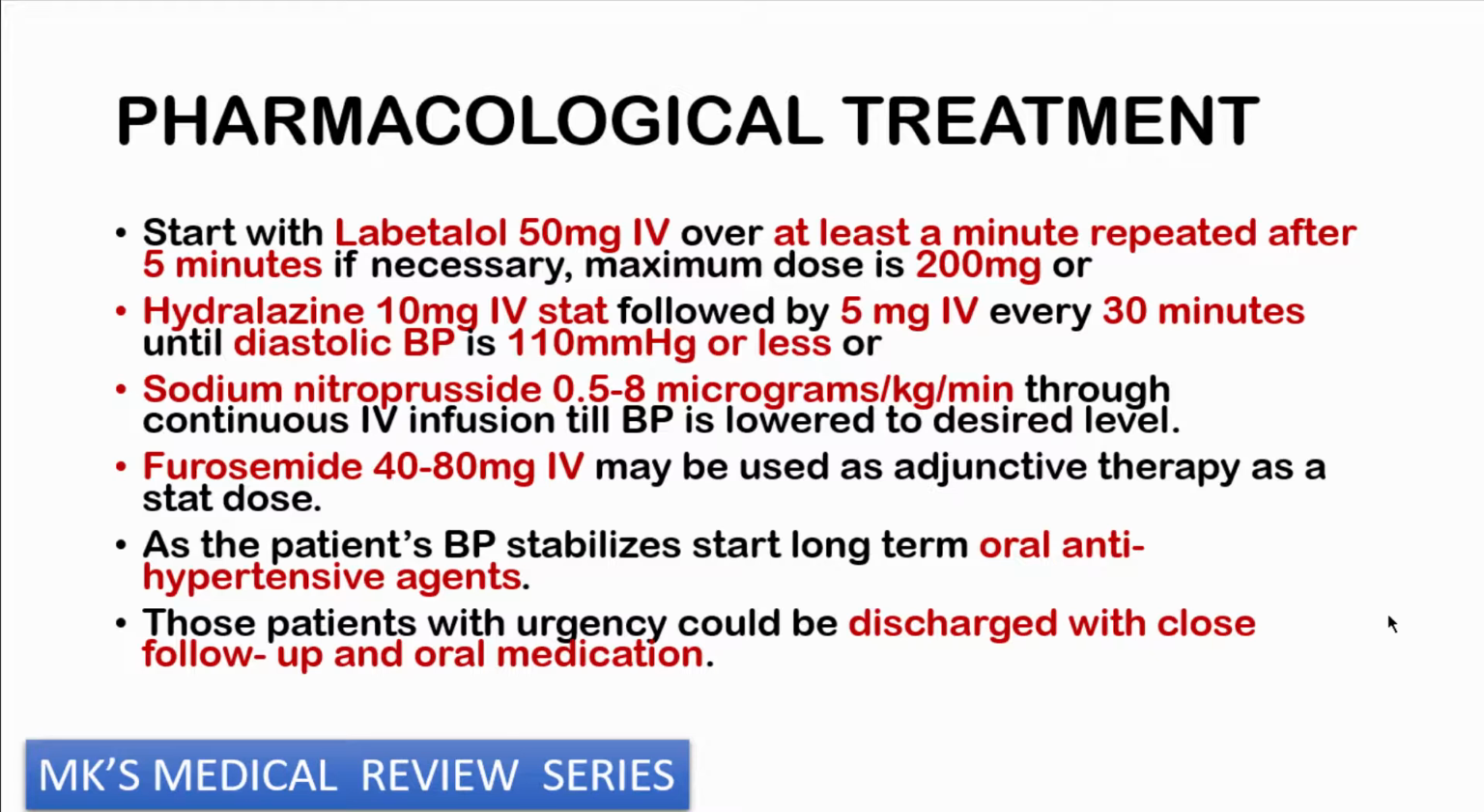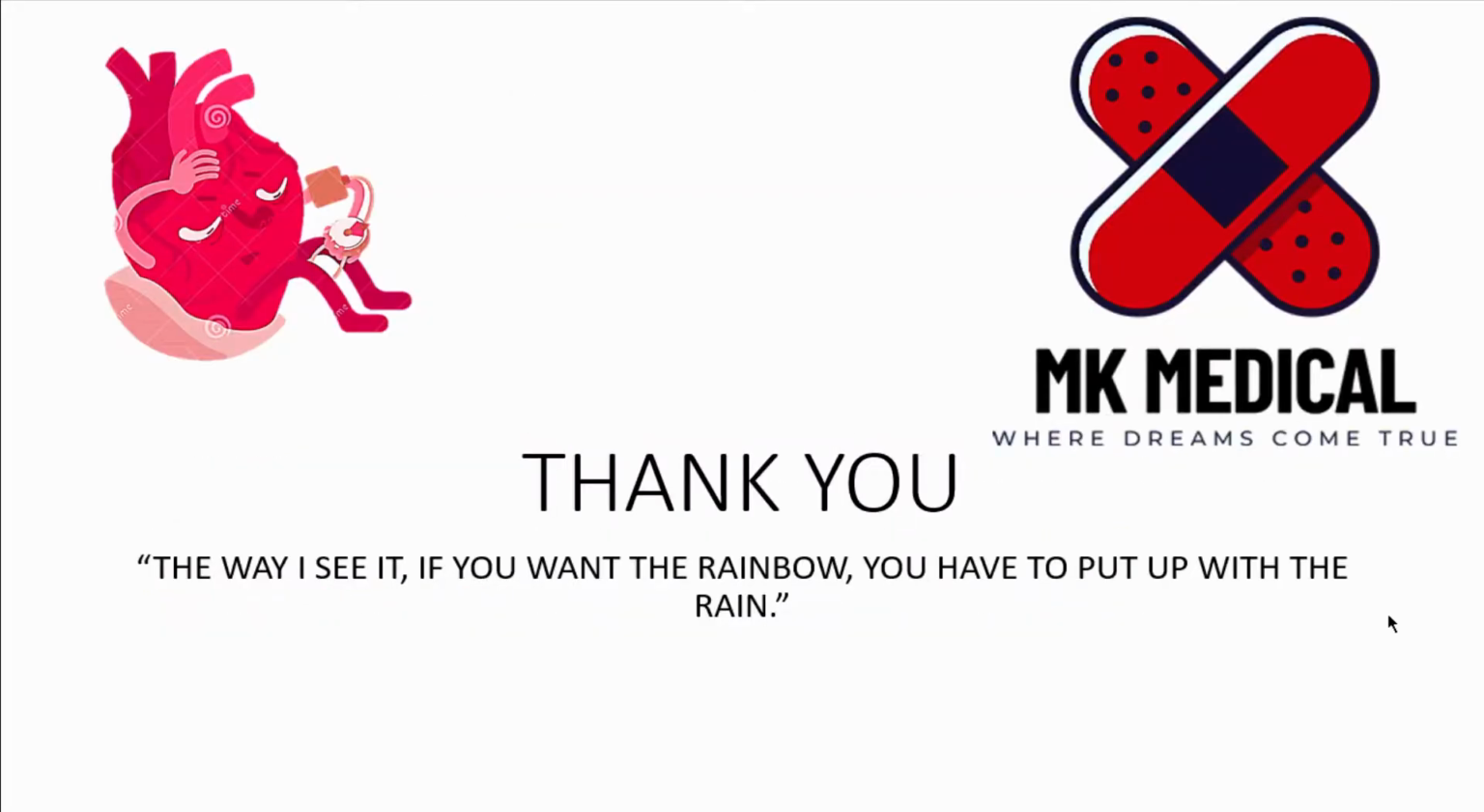Then you may also give sodium nitroprusside 0.5 to 8 micrograms per kg per minute through a continuous IV infusion until your blood pressure is lowered to the desired level. Additionally, you can add an adjunct of furosemide, which is a diuretic, 40 to 80 milligrams intravenous, and then as the BP stabilizes, you can start this patient on oral antihypertensive agents. And of course, these patients should be followed up closely after discharge, and they should also be given oral medication. Thank you for taking your time to listen to this long lecture on hypertension.